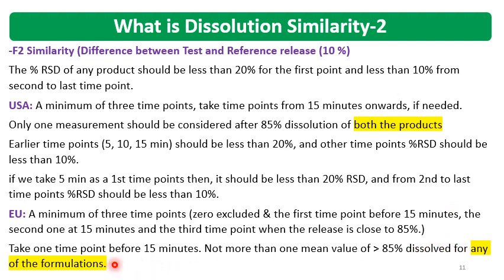If your test formulation is showing faster release and it is giving you more than 85% dissolution at 30 minutes, and if the reference product is not giving, but still you have to close with your test formulation which is showing 85% release. But this is not the case with the US.